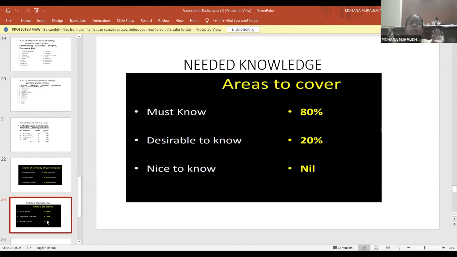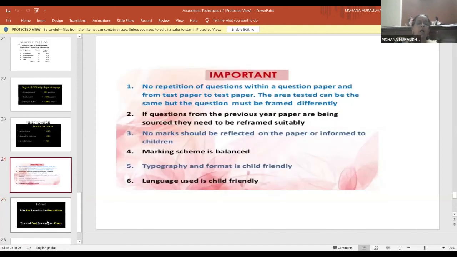So, must to know 80% questions, it should be satisfying. Desirable to know 20% of the questions. Nice to know is very good, let them know, but don't put it in the question paper. Let us discuss it with the children in the class. So that is how I thought.